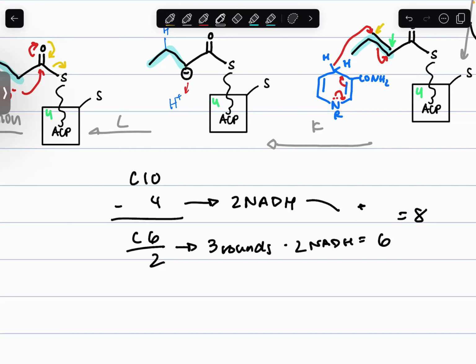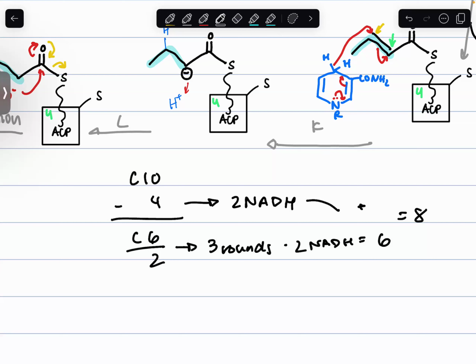The synthesis of a C6 fatty acid requires 4 molecules of NADH. Finish your question. What we ended with is C4. Yeah. Can you just explain that?